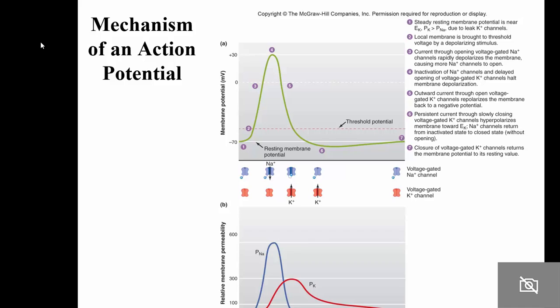So what do the PNa and the PK mean? This is showing you what happens to the permeability of each of those ions during that entire process. So when is the permeability to sodium highest? Near the beginning of the action potential or the end? Where is the permeability of the sodium ion highest? Near the beginning or the end? It's near the beginning, right? As soon as you get to threshold, but this is where it peaks.